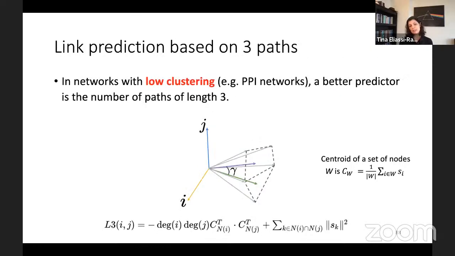And then if I have graphs that have low clustering, and this was a recent paper, actually, I think now 2 years ago by Barabasi lab, that said if you want to do link prediction on protein-protein interaction networks, you should actually look at paths of length 3. And so we can easily do this, if I want to know if one protein is interacting with another protein, by taking the degree of one node, the degree of the other node, looking at the centroid of the neighbors of i and the centroid of the neighbors of j, and then looking at the common neighbors between them and the length of the S vectors of the common neighbors.